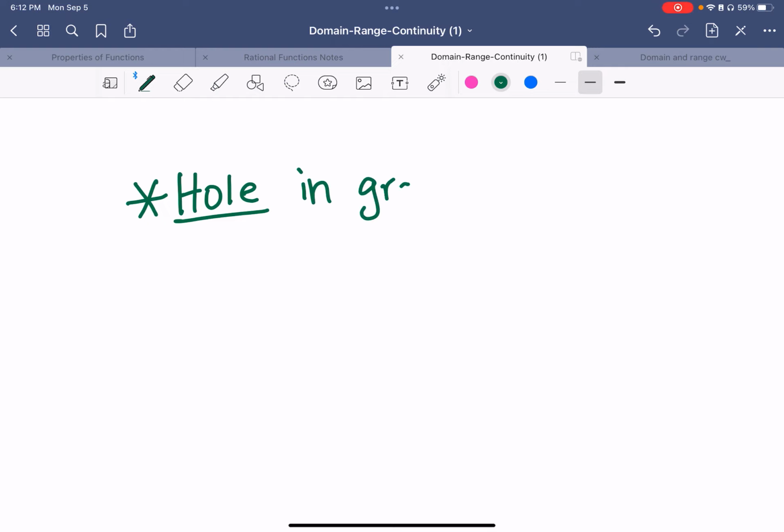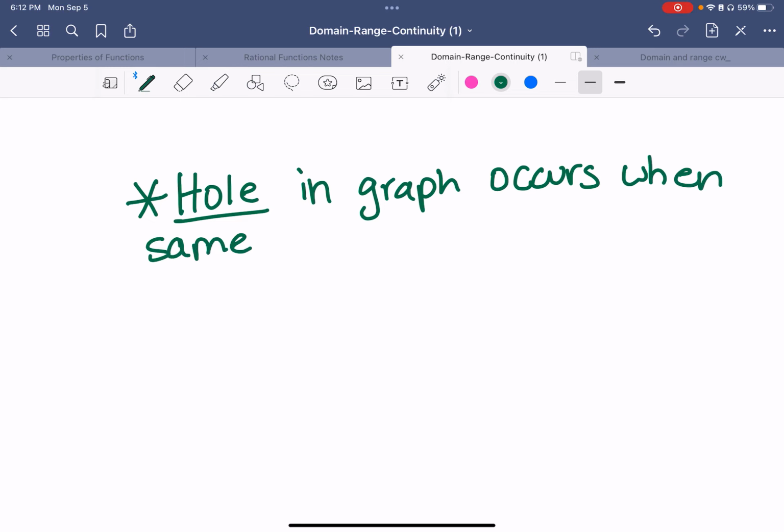A hole in the graph occurs when the same factor appears in the numerator and the denominator.